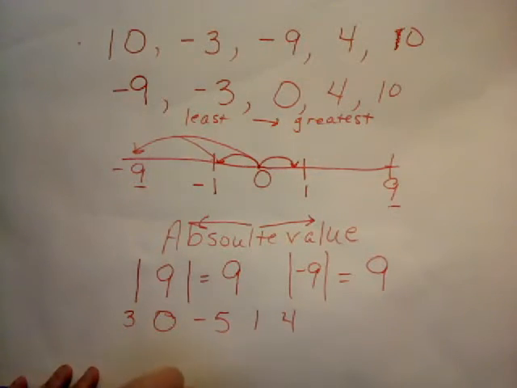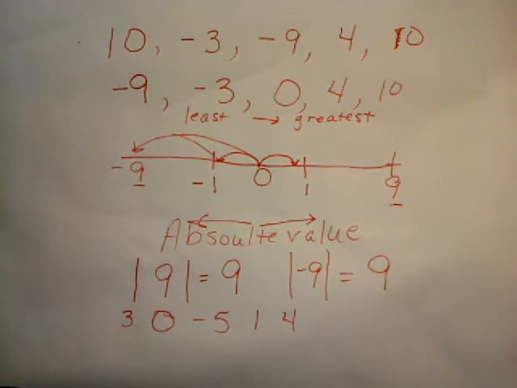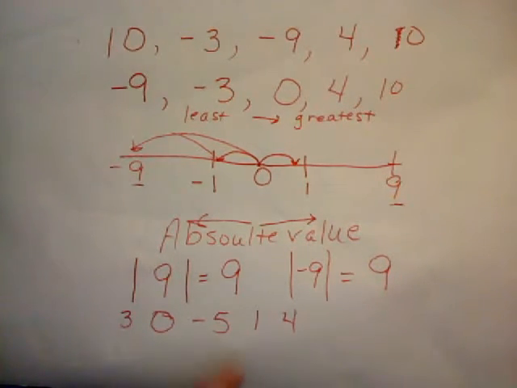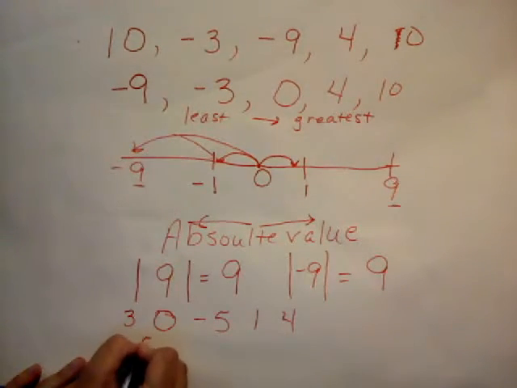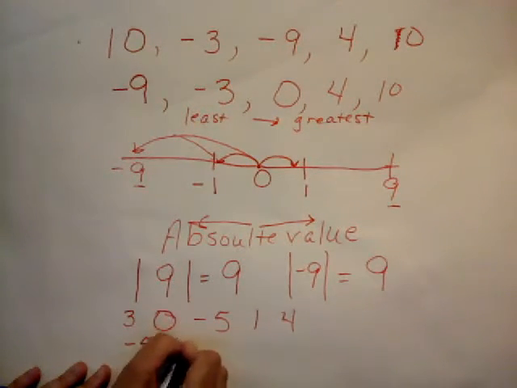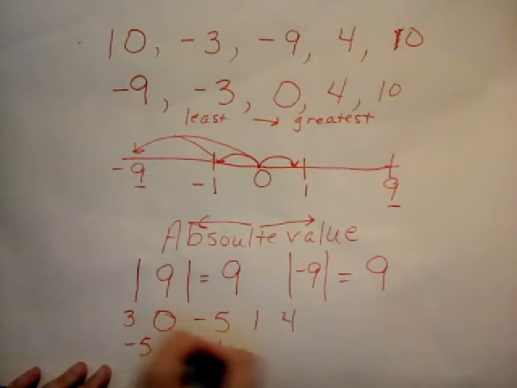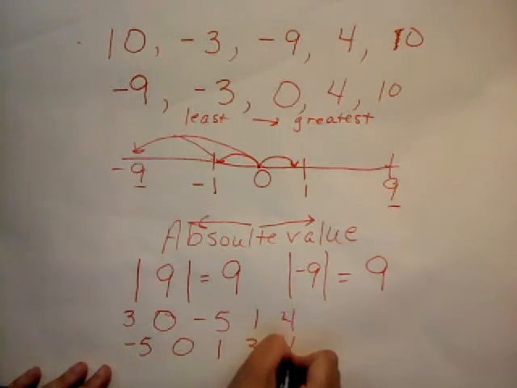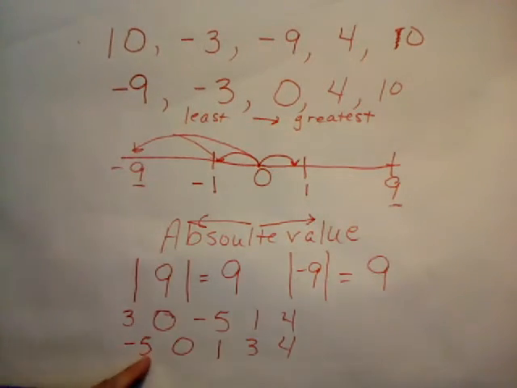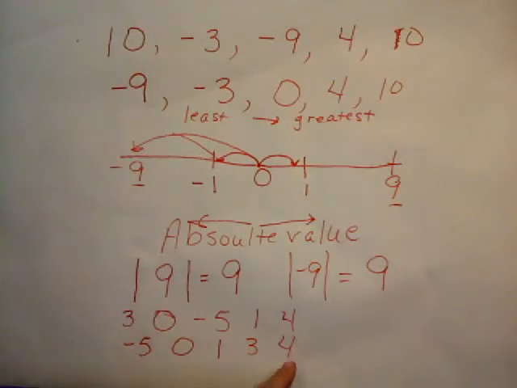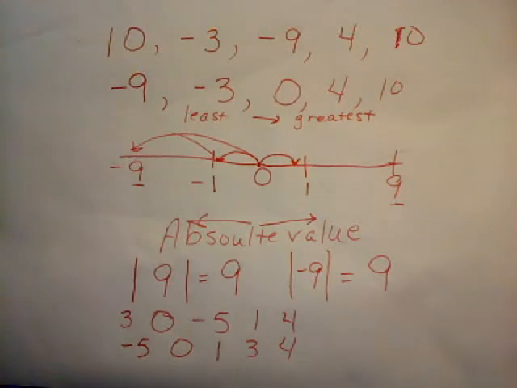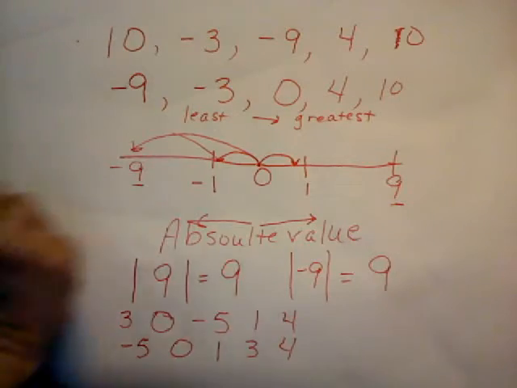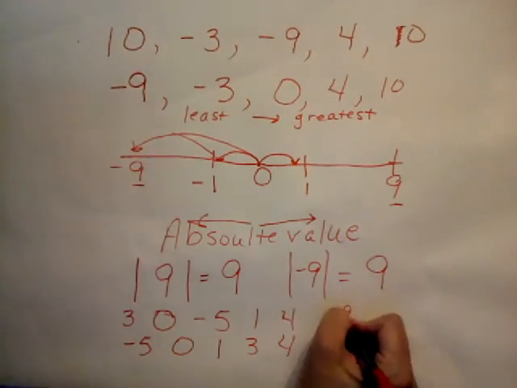Which integer would be the coldest temperature or the worst amount to have in the bank? Well, -5. Then 0, 1, 3, and 4. So I put them in order from least to greatest. That's what it asks us to do in 1 through 4. Now, number 5 through 13, they want us to find the absolute value. Now, I'm going to work number 9.